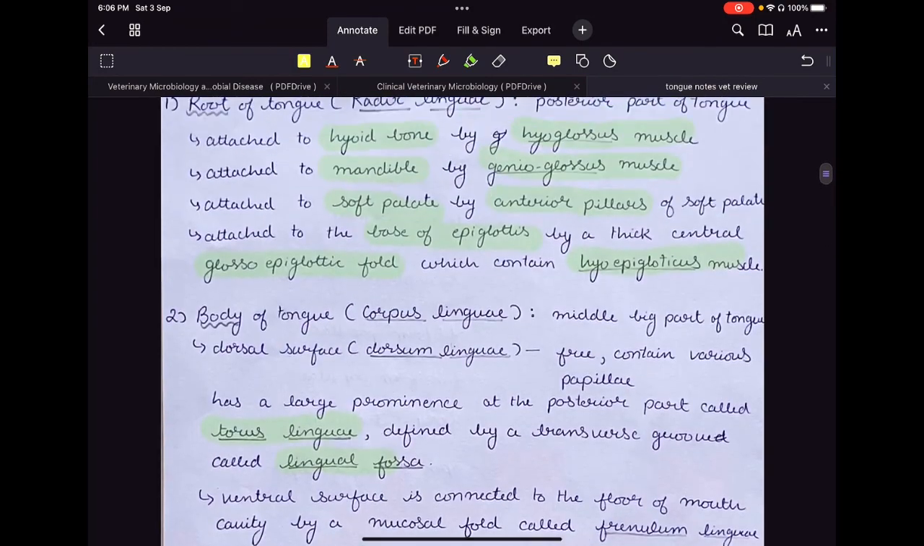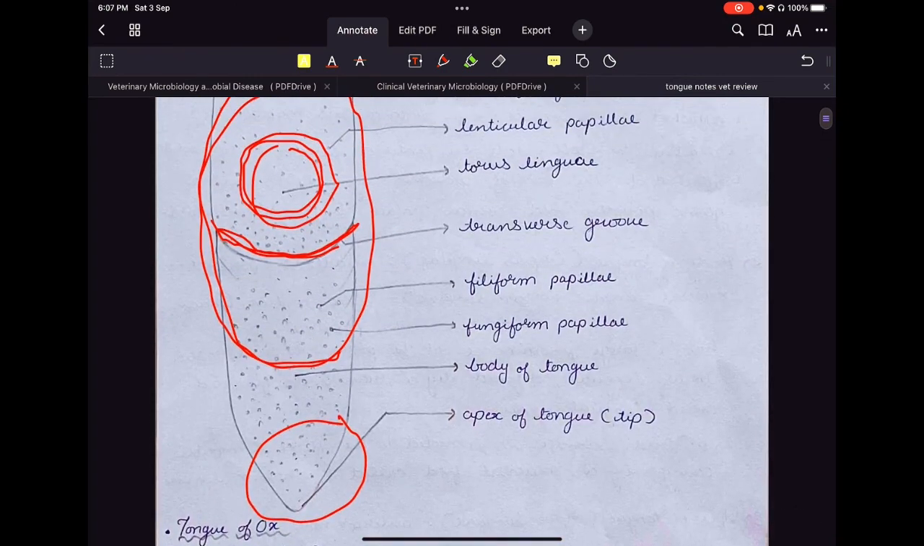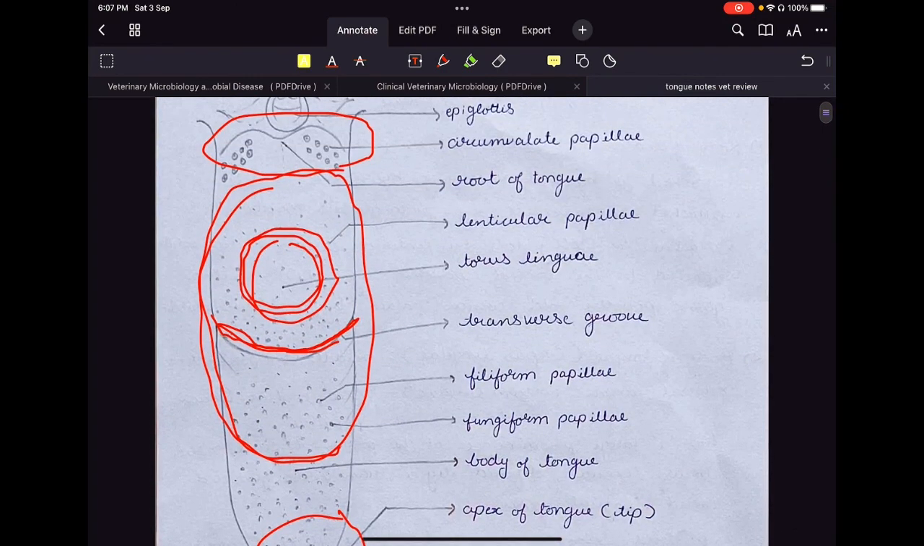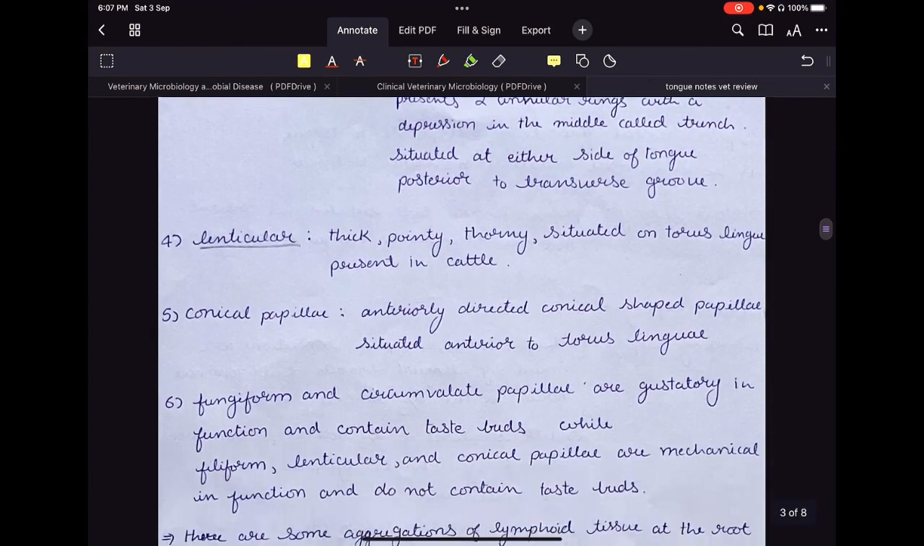So in the case of cattle, we have just discussed that there is a transverse groove. Two types of papillae, namely circumvallate and lenticular, are present posterior to the transverse groove. Conical papillae are also present, though I have not labeled them in this diagram, while the filiform and fungiform papillae are present anterior to the transverse groove.